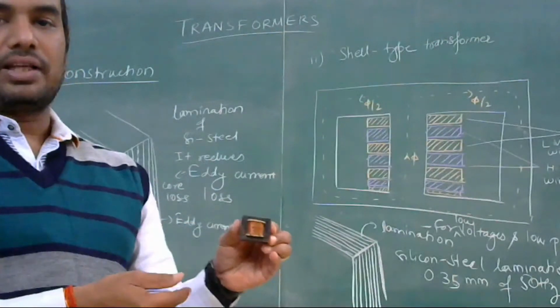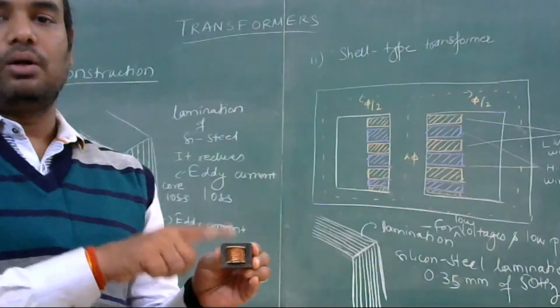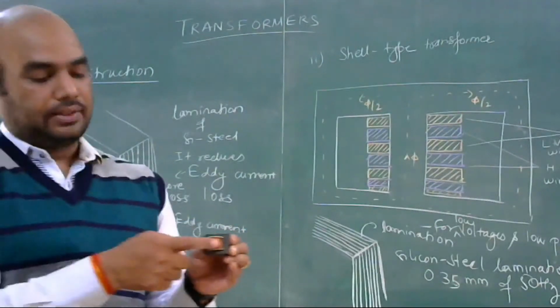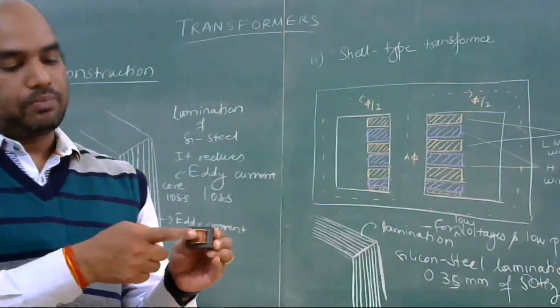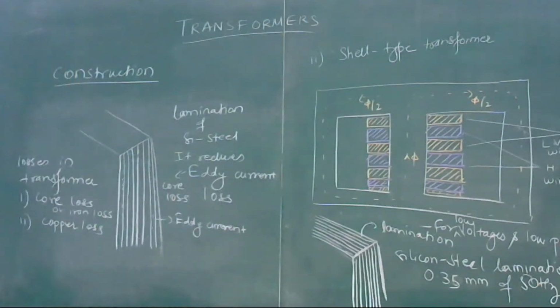Every transformer has two important parts. One is the core, which is made up of silicon steel or iron, and this is copper. The loss in this copper is generally known as copper loss or ohmic loss. So there are two types of losses in a transformer: first is core loss or iron loss, and second is copper loss or ohmic loss.